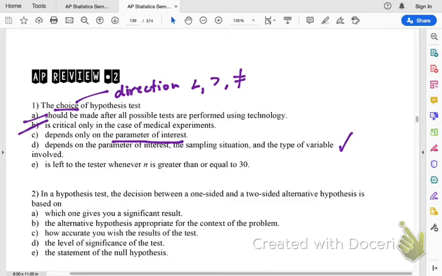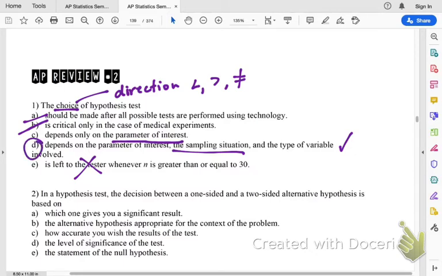And E is saying, like, left to the tester. Yes, it is, but you don't just pick. You don't pick a side, less than or greater than or not equal to. You need to look at all different things. And while the parameter of interest is important, you do also want to look at the type of variable that you're using. Are you using means? Are you using one sample, two sample? And then the sampling situation as well. Random, independent, things like that.